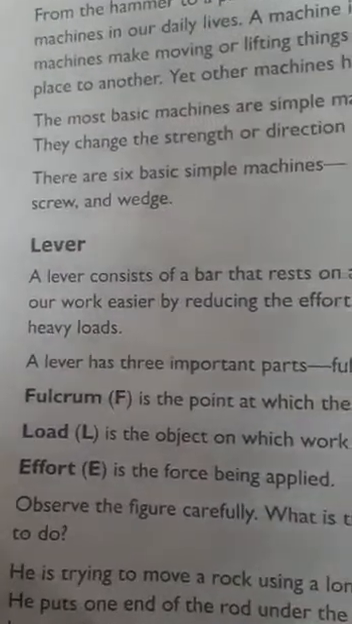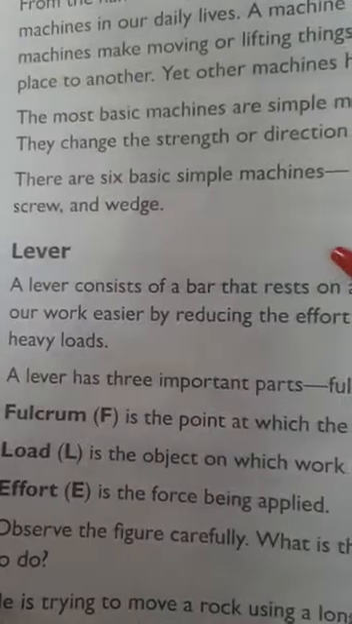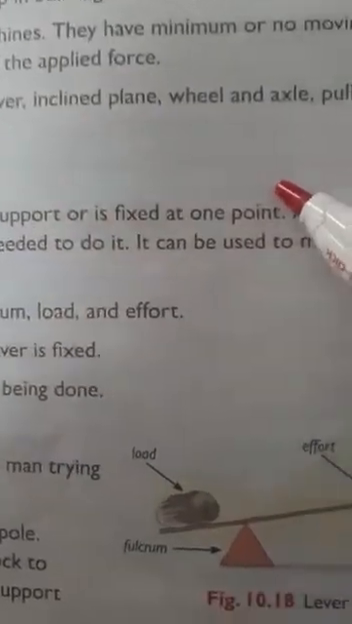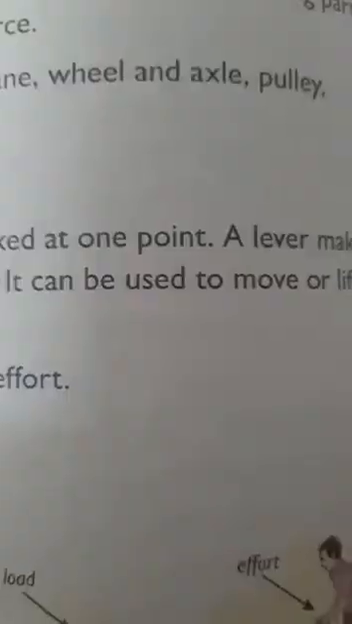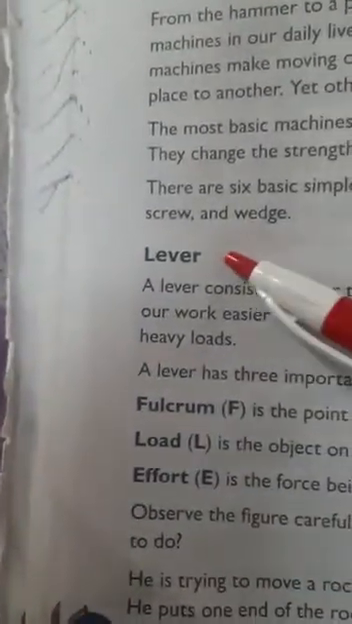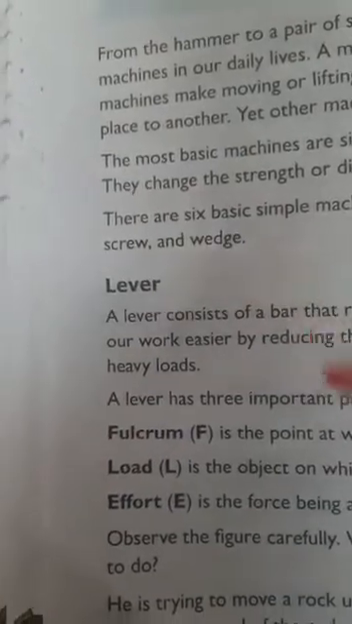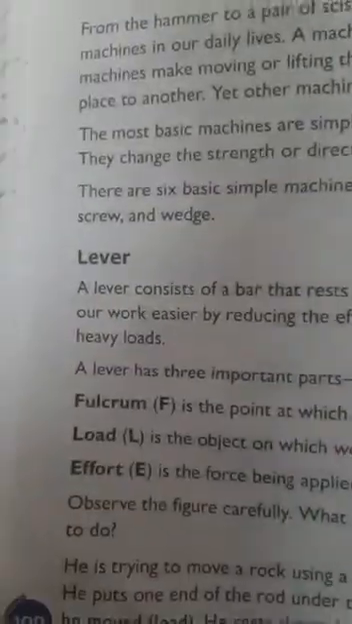There are 6 basic simple machines which actually work in the machines. They are lever, inclined plane, wheel and axle, pulley, screw and wedge. Okay, let's see what these are.